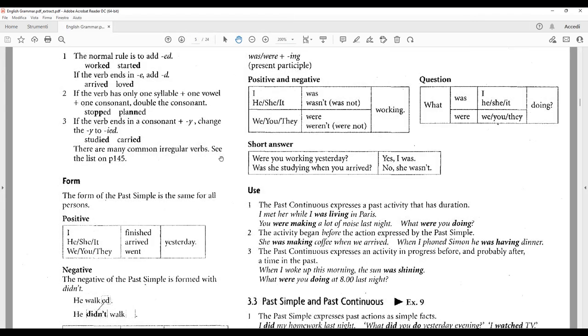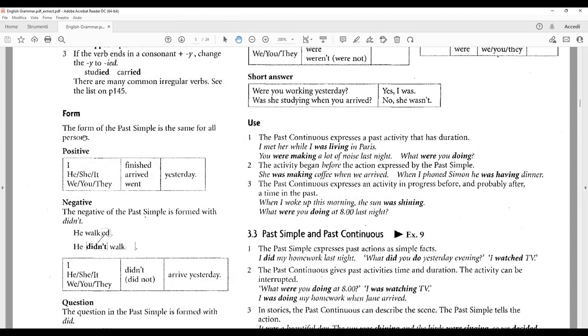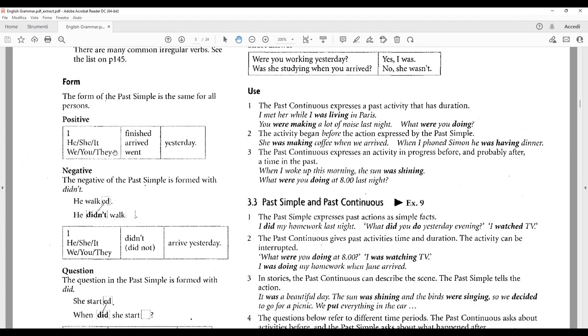There are many common irregular verbs. Ok, quelli li abbiamo già visti, ok? The form of past simple is the same for all persons, quindi che cosa vuol dire? Che non si aggiunge la s alla terza persona singolare. I finished, he, she, it finished, o arrived, o went. Finished, arrived, regular verbs. Went, irregular, sarebbe il past simple di to go, went.